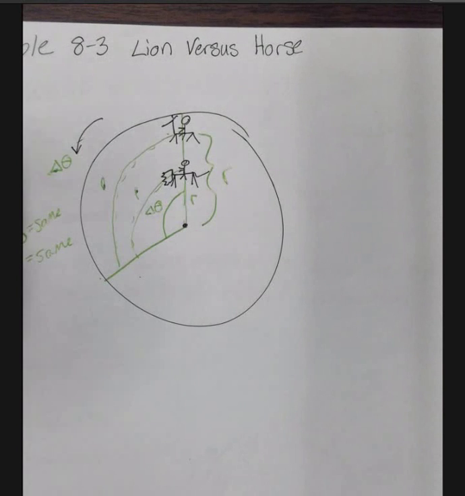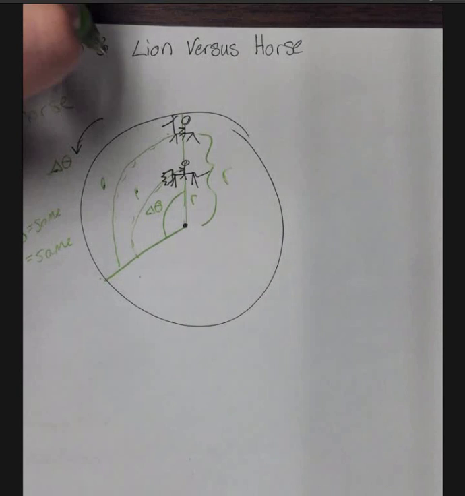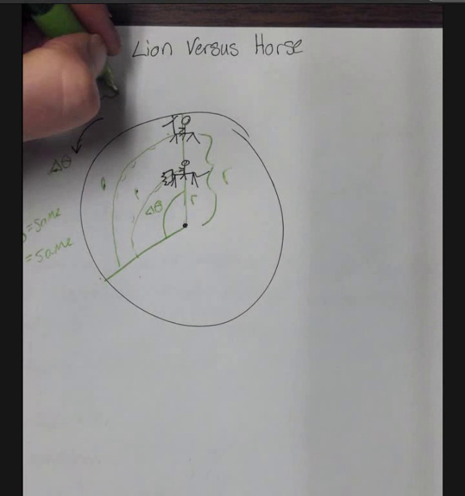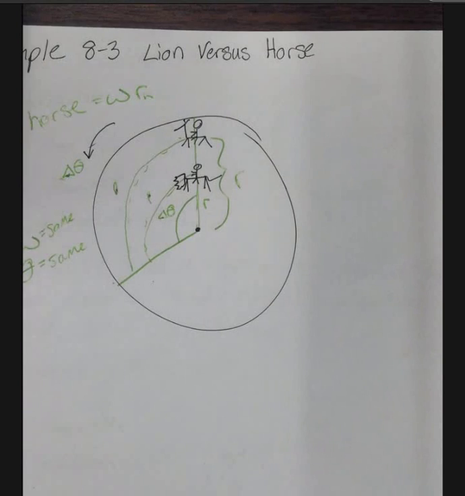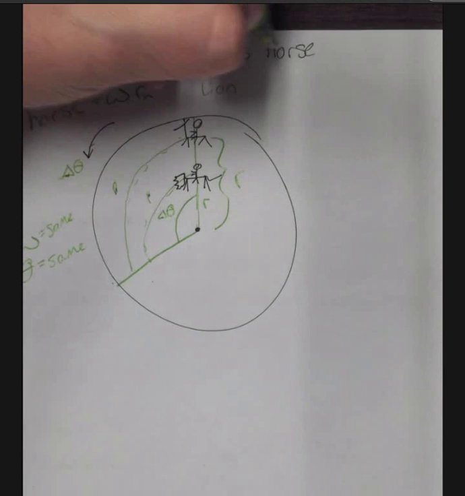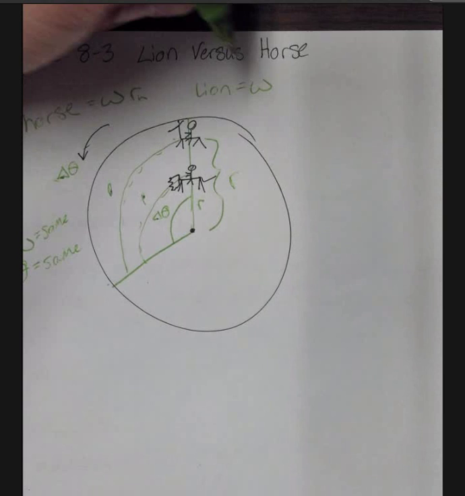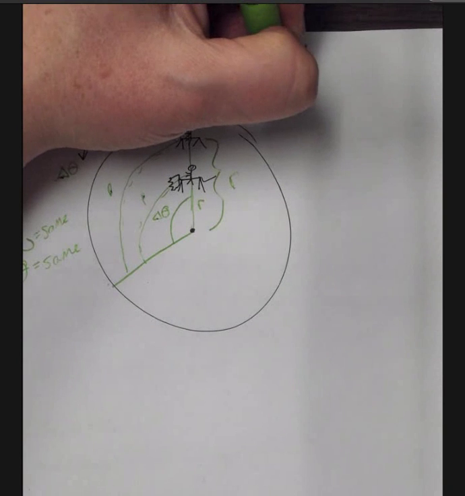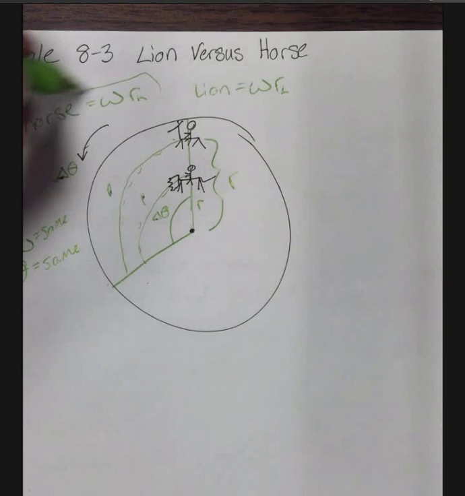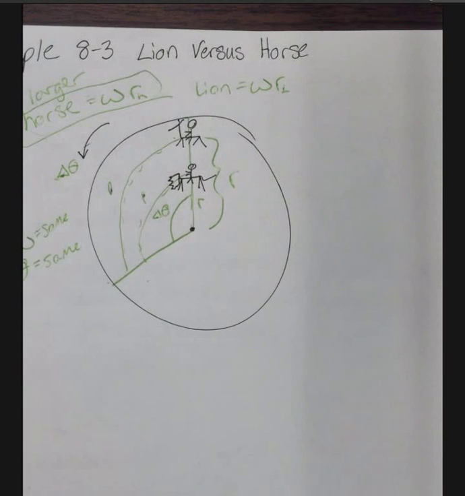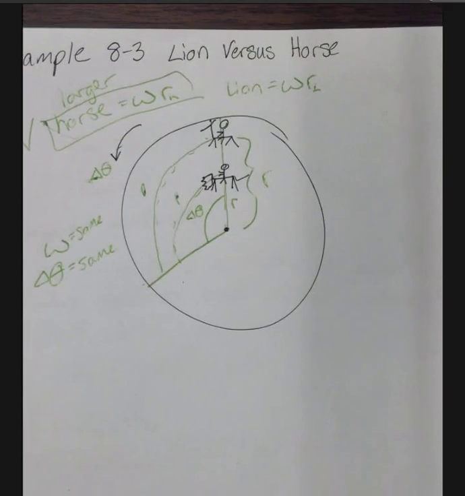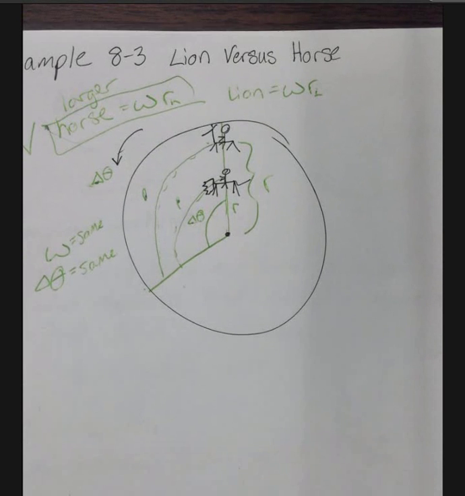Therefore, the horse's velocity would be given by the angular velocity, which is the same for both of them, times the radius of the horse, which is a larger value. And the lion's would be given by the angular velocity, which is the same for both, times the lion's radius. The horse's velocity is much larger. So the child on the outside is actually moving with a larger tangential velocity, even though their angular velocity is exactly the same, because they covered the exact same angle in the time that they were traveling.